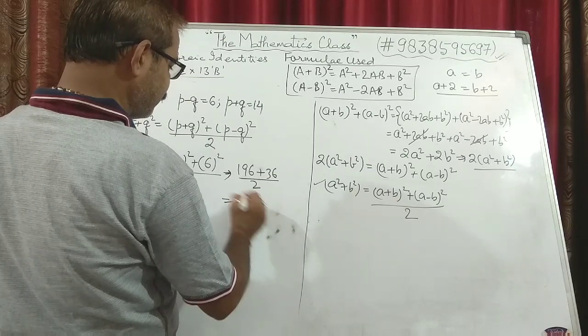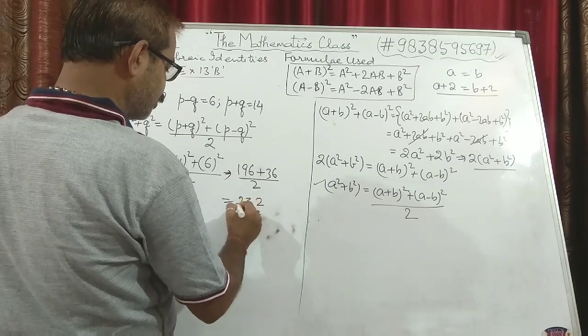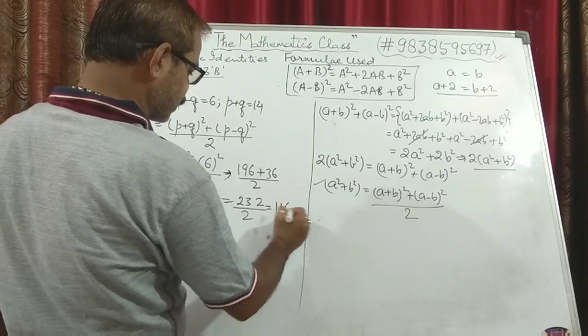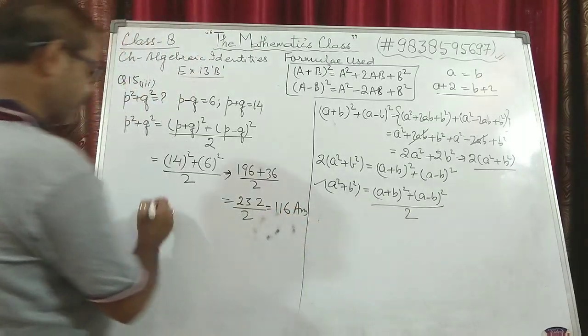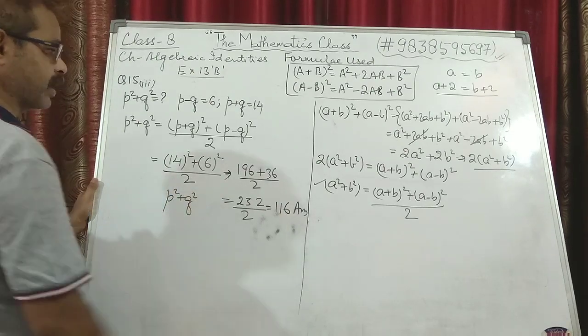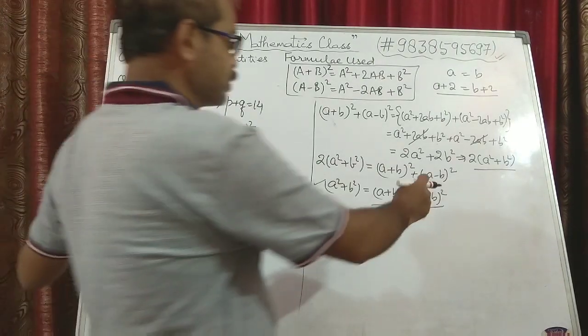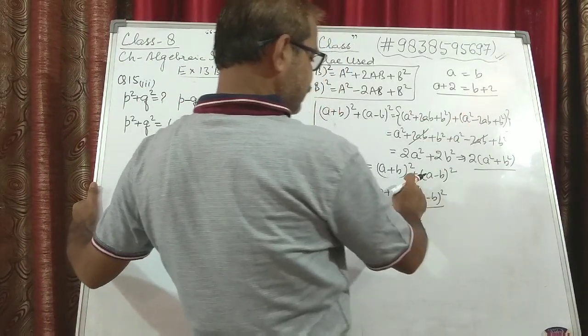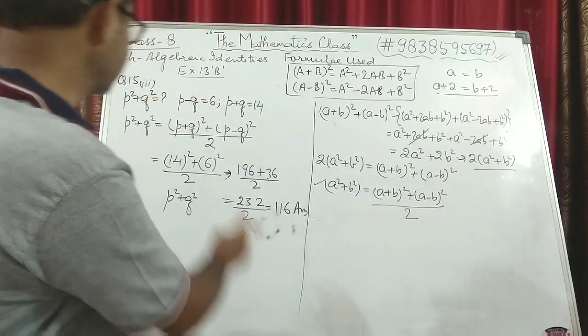Total is 232 upon 2. That is 2 ones are 2, 2 threes are 6, 2 twos are... 116. That is the final value of p square plus q square. There we made a mistake, it was a square plus b square, so I missed the sign and made it minus. So that is it.